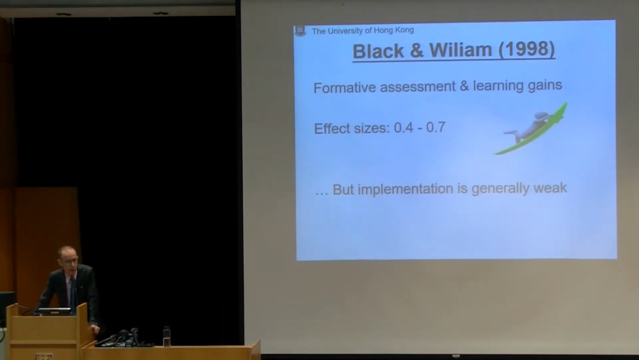So I gave a flavour in my opening remarks about this work by Black and William. Here I've got a little bit of additional substance. They reviewed around 300 articles in their massive literature review, and they found very powerful evidence of the impact of formative assessment or assessment for learning on learner achievement. The message was, if you carry out formative assessment for learning well in your classroom, your students are going to improve, and the students are going to improve significantly. Effect sizes of around 0.4 to 0.7, which are fairly good.